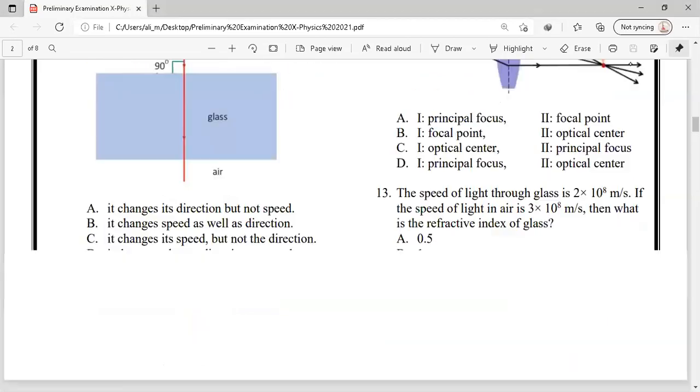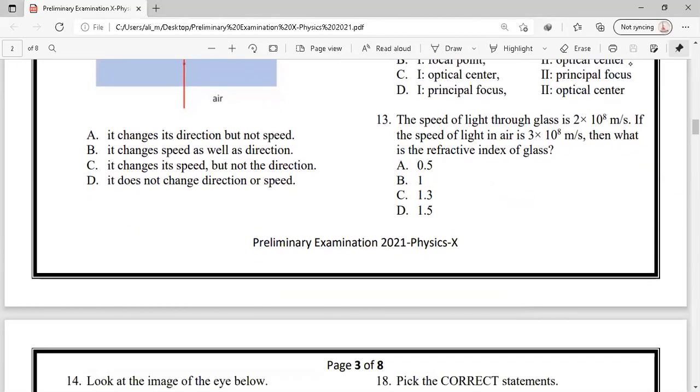Let's move to our question number 13. The speed of light through glass is 2 exponent 8 meters per second. So this is the speed of light in a medium, that is glass. The speed of light in air is 3 exponent 8, represented by C. And we have to find the refractive index of glass.